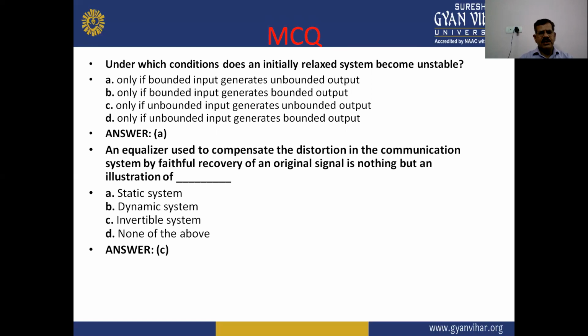Under which condition does an initially relaxed system become unstable? A system becomes unstable only if bounded input generates unbounded output. So this is the condition for any system to become unstable. So the correct answer is option A.